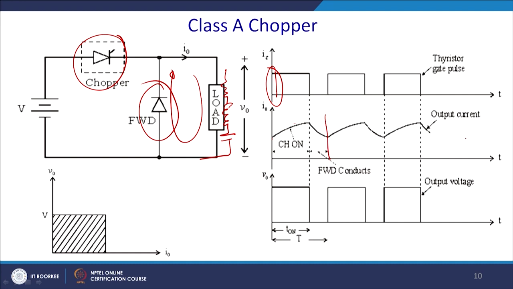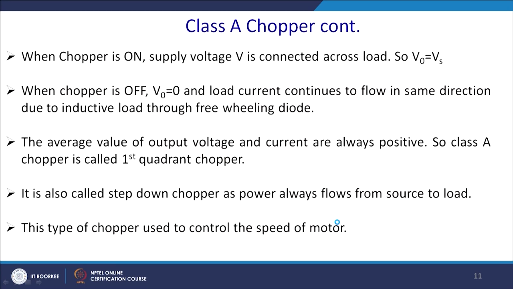And the output voltage, since it is a continuous conduction mode, the diode is conducting and we assume that the drop across the diode is negligible. So, once it is on, the whole voltage comes across the load, and once it is off, the voltage goes to the drop across the diode. Here it is neglected, so we get zero voltage. Now, when the chopper is on, the supply voltage Vs is connected to the load, so you get V0 equal to Vs. When the chopper is off, output voltage becomes 0 because of the freewheeling action.